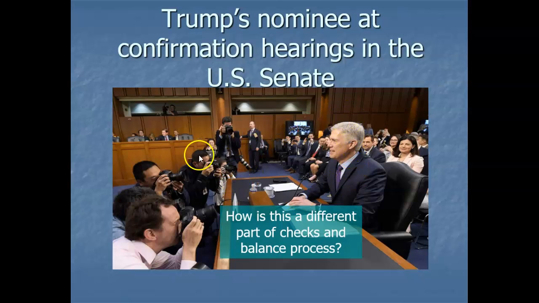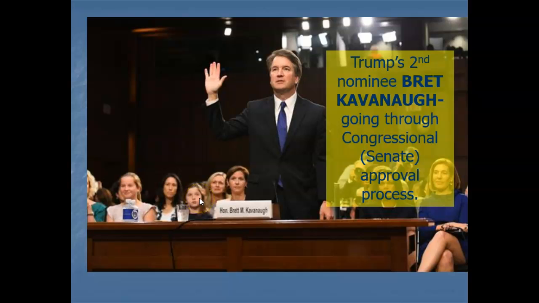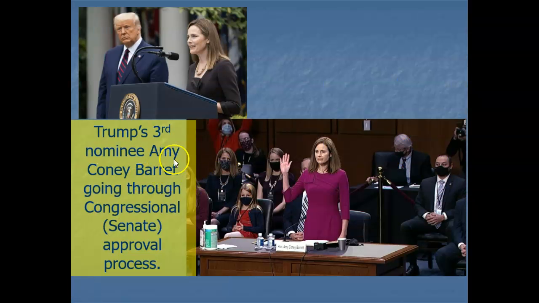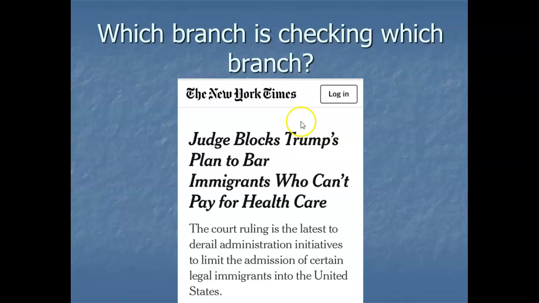Here Neil Gorsuch is in front of the Senate Judiciary Committee. They interview him, ask him questions, and then they send their report on to the full Senate. This is Trump's second nominee, Brett Kavanaugh, going through the same congressional approval process. Finally, this is the one just recently, Amy Coney Barrett, going through congressional Senate approval, and she was approved. I have not seen a picture of the new Supreme Court, and it might be these COVID times, but that has not yet occurred. Just for fun, these are real-life examples.